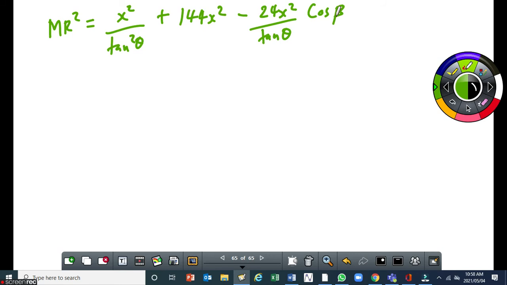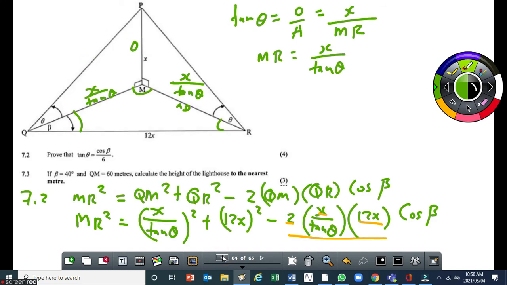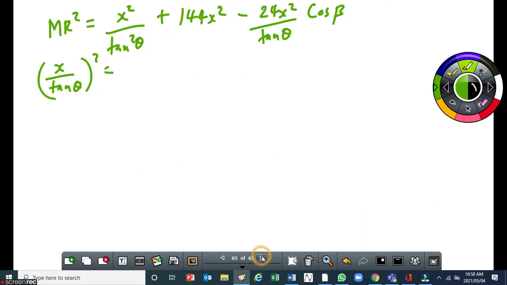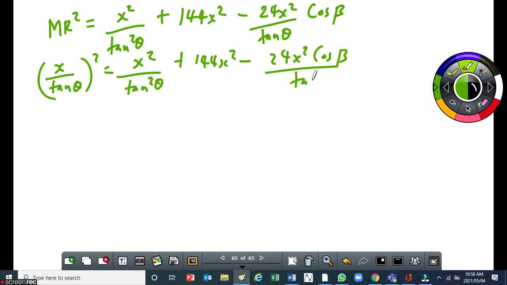Right? If you do it step by step, you will see that it will make sense and the answer will come out. So we need to eliminate this x squared over tan squared theta. The only way you can do that is to substitute (x over tan theta) all squared, because that's the value of MR that we got here. Okay, when I did the calculation here, remember what I got here. So I'm going to use that now. So when you simplify, this is the same as x squared over tan squared theta plus 144x squared minus 24x squared cos beta over tan theta.